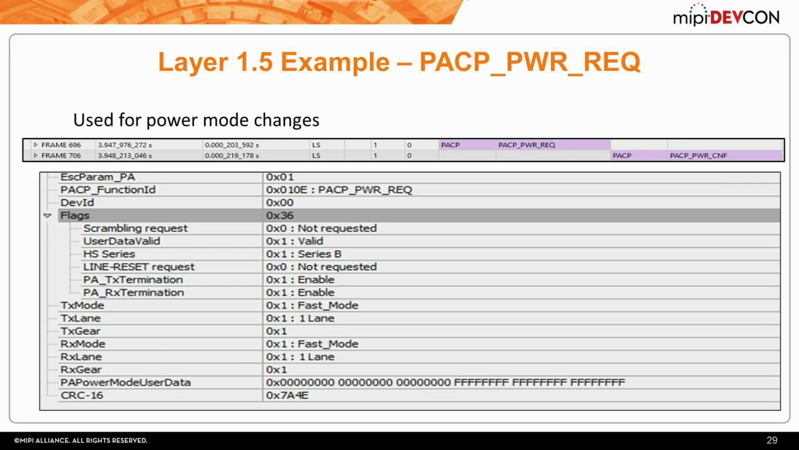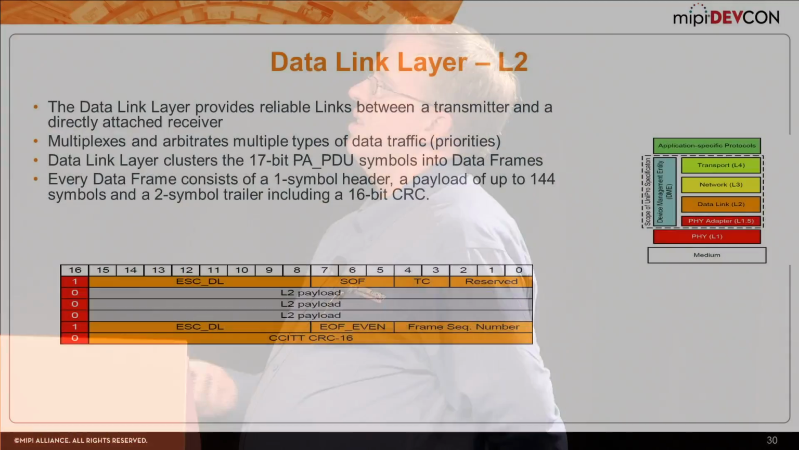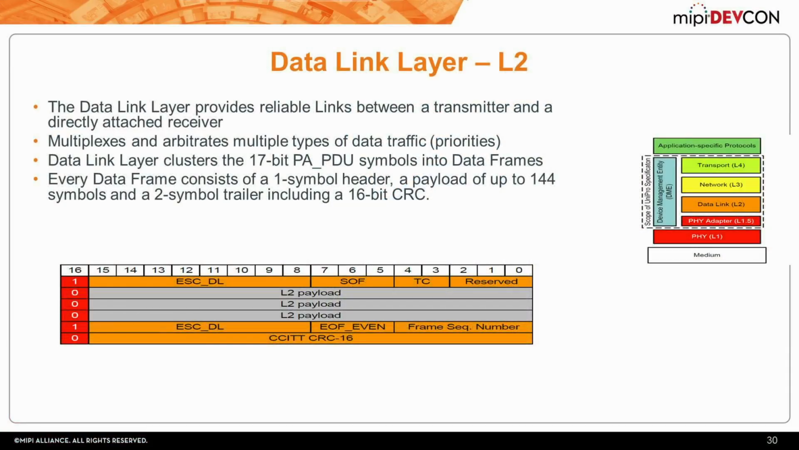So remember, this is a layer 1.5 frame. This is still very, very low level. This is where the power mode change is initiated. So you can see it's happening at the low speed mode, and it's requesting to go to a higher gear. This was a real capture from a real system.